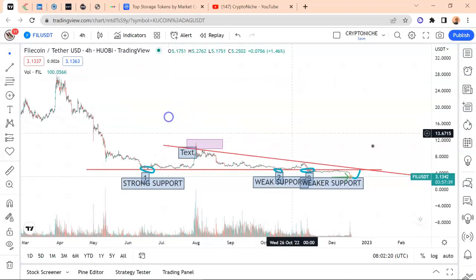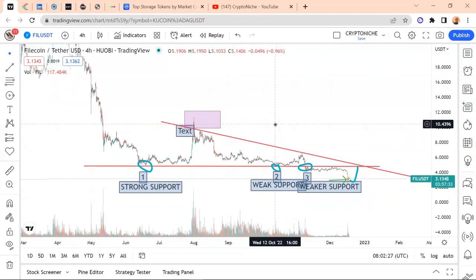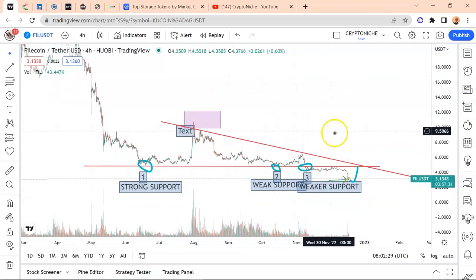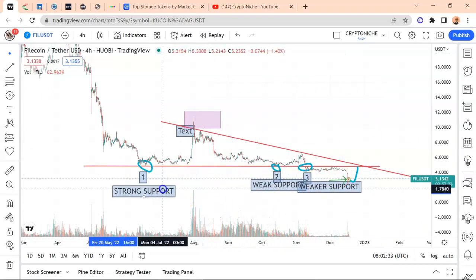Because trading is like a war. Like I always tell my students, trading is like a war. When you make profit, you've won that war. When you lose your money, you've lost that war. So that's how trading is, and you have to understand all of these things.